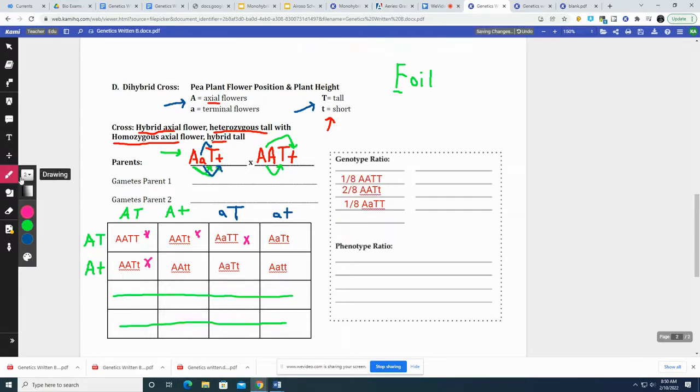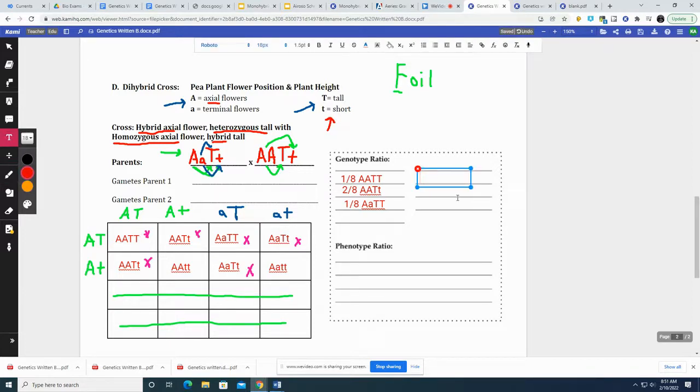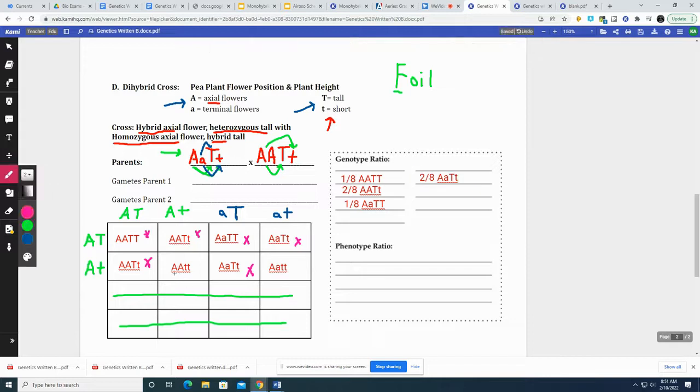Let's go to the next one. How many are big A, big T, little t? There's 1. There's 2. Boom. 2 out of 8. We'll have the genotype of big A, big T, little t. Let's go to the next one. How many will be big A, little t? There's 1. And that's it.